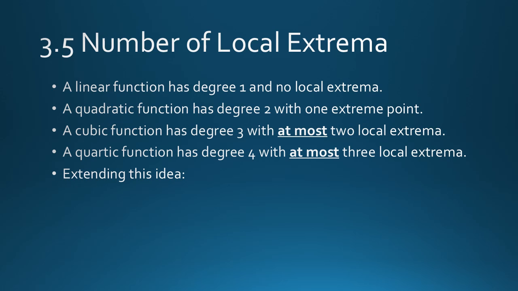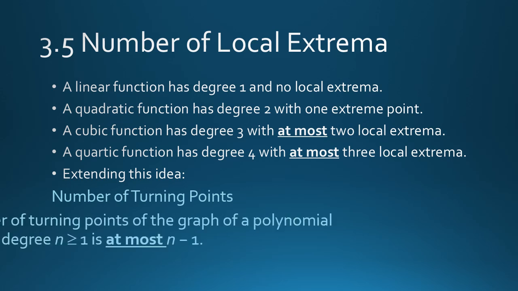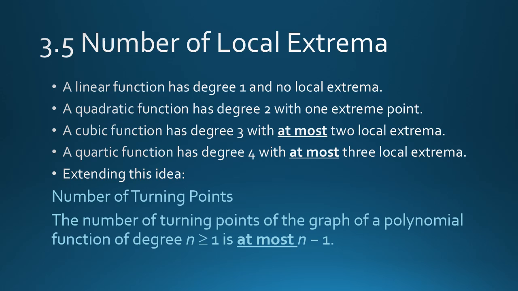In fact, in general, the number of extrema or turning points of the graph of a polynomial of degree n greater than or equal to 1 is at most n minus 1, the degree minus 1. A linear function has degree 1. 1 minus 1 is 0. It has 0 extremes. Quadratic is degree 2. 2 minus 1 is 1. Cubic is degree 3. 3 minus 1 is 2. At most 2 extremes. A 10th degree equation at most can have 9 turning points. Now again, that's an at most. It doesn't mean it will have that many, but it cannot have more than that.